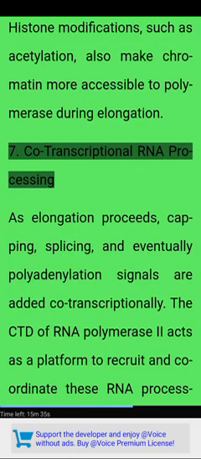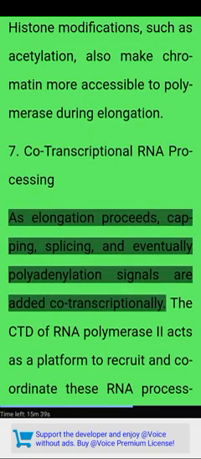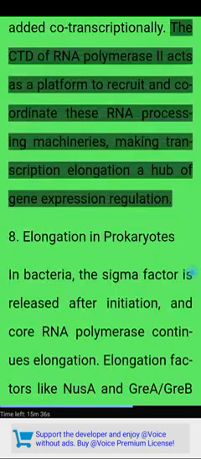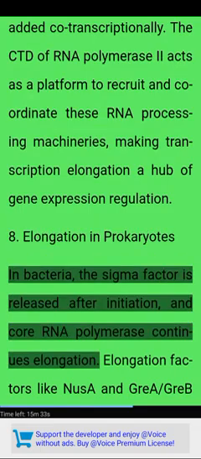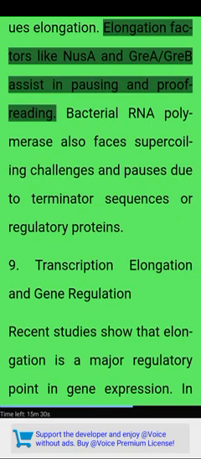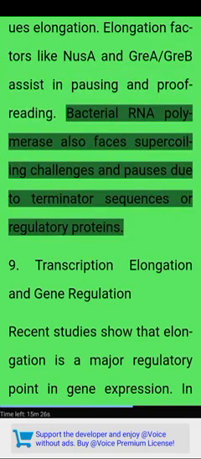7. Co-transcriptional RNA processing. As elongation proceeds, capping, splicing, and eventually polyadenylation signals are added co-transcriptionally. The CTD of RNA polymerase II acts as a platform to recruit and coordinate these RNA processing machineries, making transcription elongation a hub of gene expression regulation. 8. Elongation in prokaryotes. In bacteria, the sigma factor is released after initiation, and core RNA polymerase continues elongation. Elongation factors like NusA and GreA assist in pausing and proofreading. Bacterial RNA polymerase also faces supercoiling challenges and pauses due to terminator sequences or regulatory proteins.